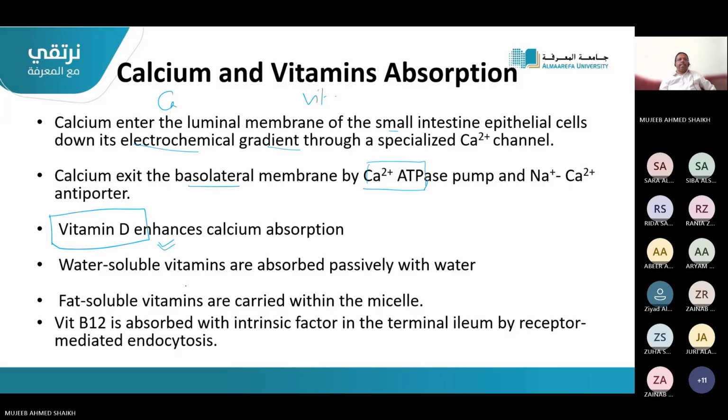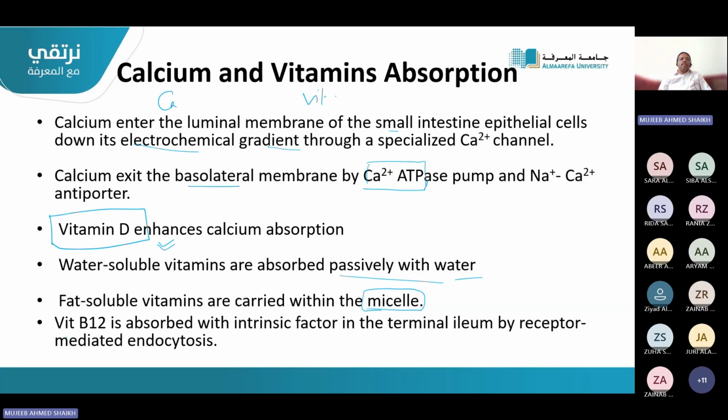Other vitamins, the water soluble vitamins, will be passively absorbed with water because they are water soluble. So as water is absorbed, all the water soluble vitamins will be absorbed. Whereas fat soluble vitamins are absorbed along with the micelles. We have seen micellar formation, and they merge and directly enter the cell.